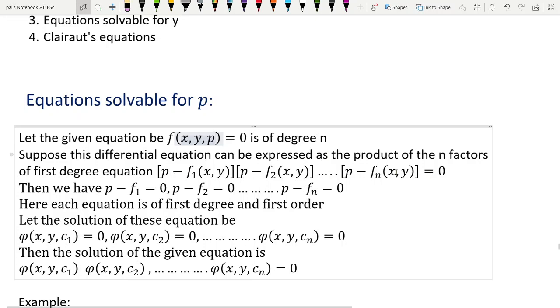linear factors. If we can factorize and express it as linear factors, then we write this as p minus f1 into p minus f2 into and so on, p minus fn is equal to 0. Then we write p minus f1 is 0, p minus f2 is 0, and like that p minus fn is equal to 0. Of course it is a first order first degree differential equation.